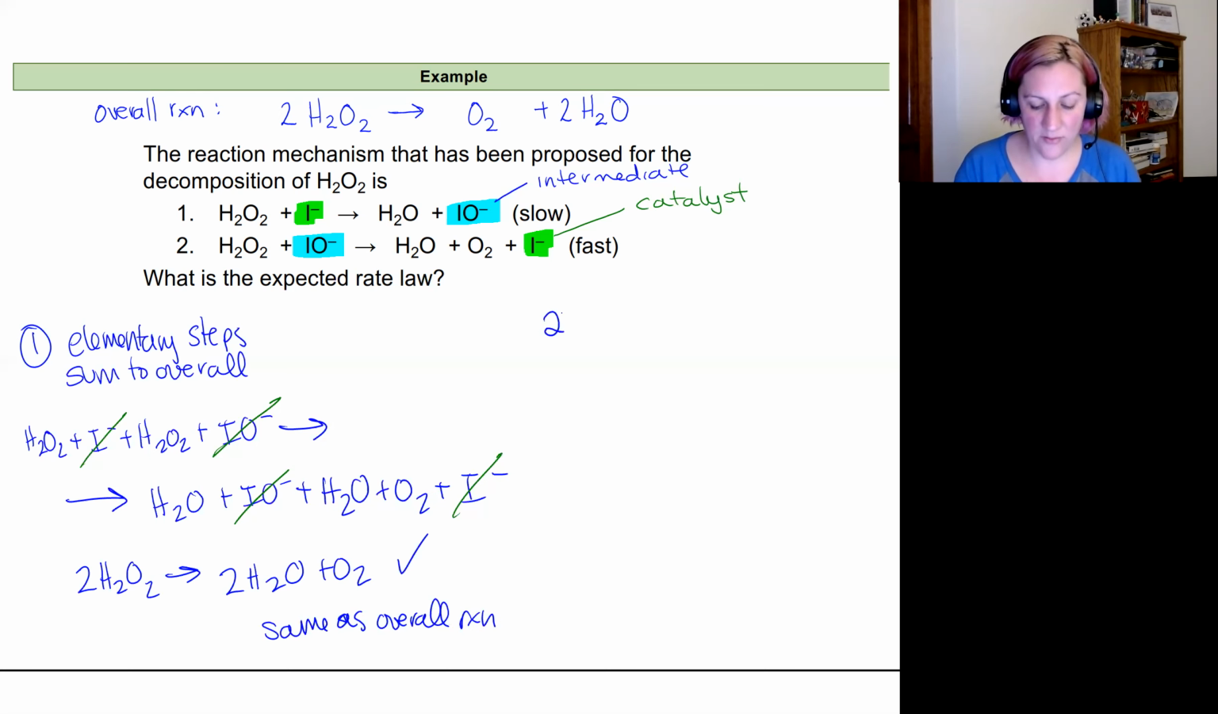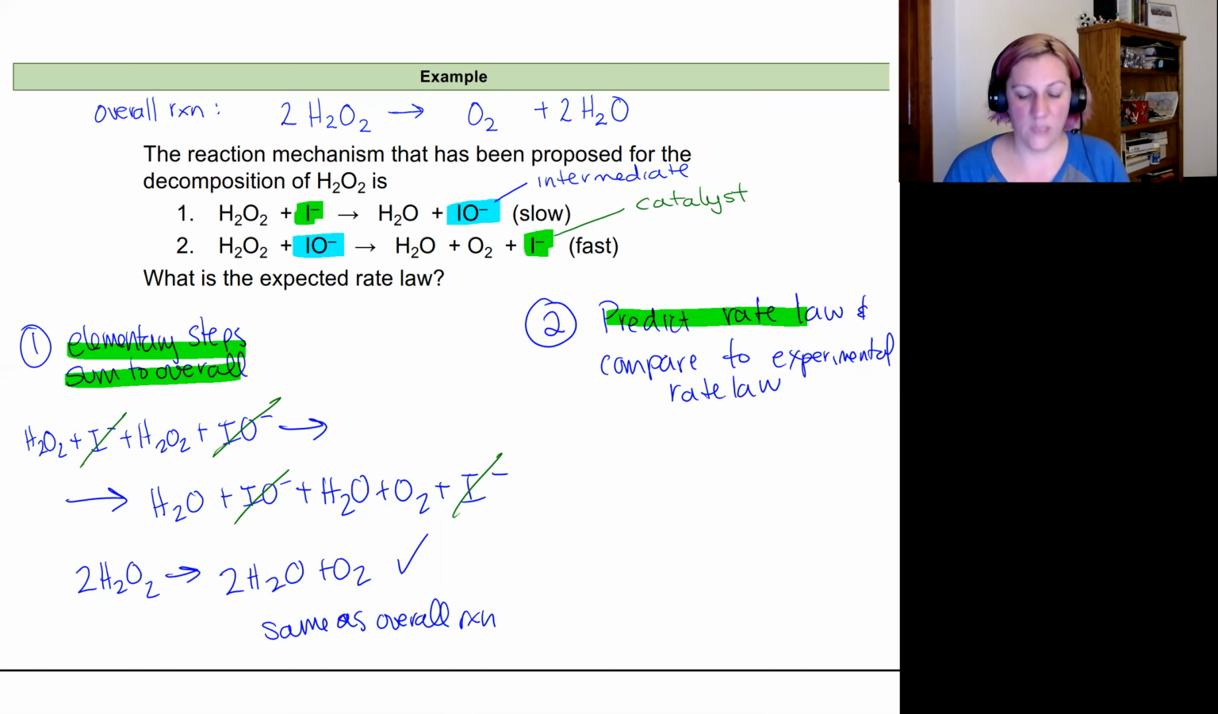Now, step two of validating the mechanism would involve predicting the rate law based on the mechanism, and then comparing that to the actual experimental data that we can derive a rate law from. And so we're just going to do the first part of that step here, predicting what that rate law is. Okay, so to predict this rate law, we need to create a rate law for just the slow step. So the slow step is equal to the first step. We're told that in our mechanism. So that simplifies a few things.